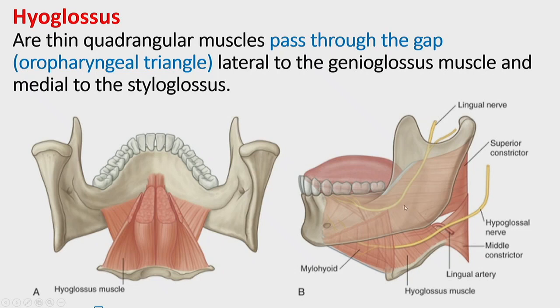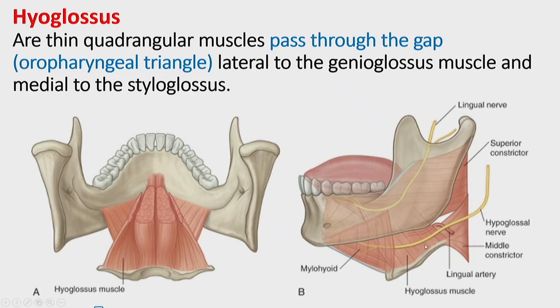The oropharyngeal triangle is the gap between the superior constrictor muscle of the pharynx, the middle constrictor muscle of the pharynx, and the mylohyoid muscle, respectively the posterior aspect of the mylohyoid muscle. So here there is a triangle which is called the oropharyngeal triangle, and through this triangle pass several structures, and one of them is the hyoglossus muscle, and the other is the styloglossus muscle.